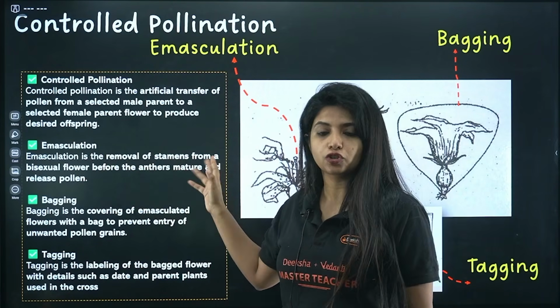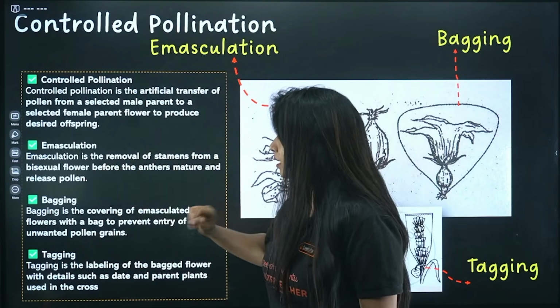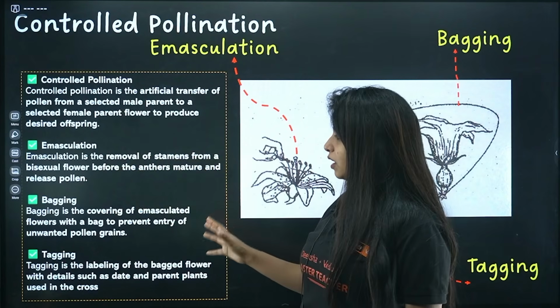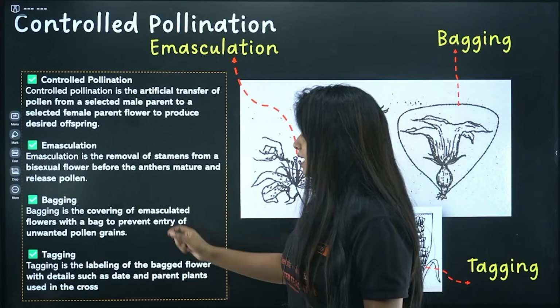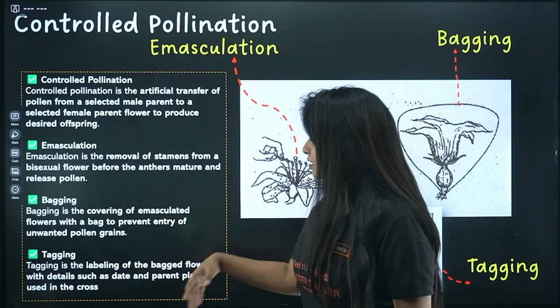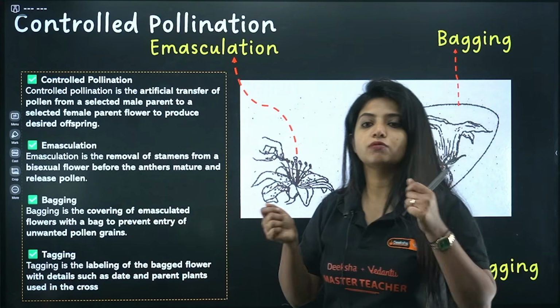Okay, before the anther matures, you are cutting it off. Now bagging is the covering of the emasculated flowers with a bag to prevent entry of unwanted pollen grains. What is tagging? It is a labeling of the bagged flower with the details such as date and the parent plants used in the cross.